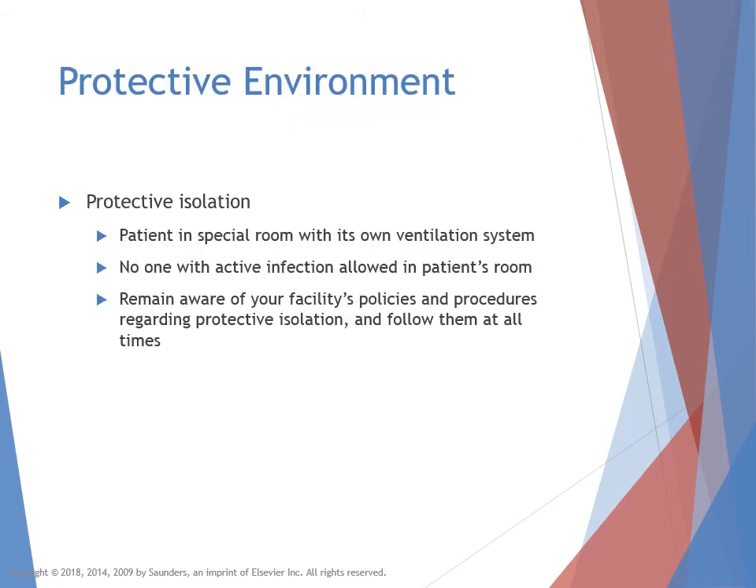Protective environment. So this would be used for a patient who is immunocompromised. For a patient with a weakened immune system, it is very important to protect him or her from exposure to potential pathogens. So that's what they mean here by protective isolation. We're protecting them by putting them in isolation. So a patient in a special room with its own ventilating system. No one with an active infection is allowed in the patient's room. So if somebody had an infection, they wouldn't be able to go in and see that immunocompromised patient.